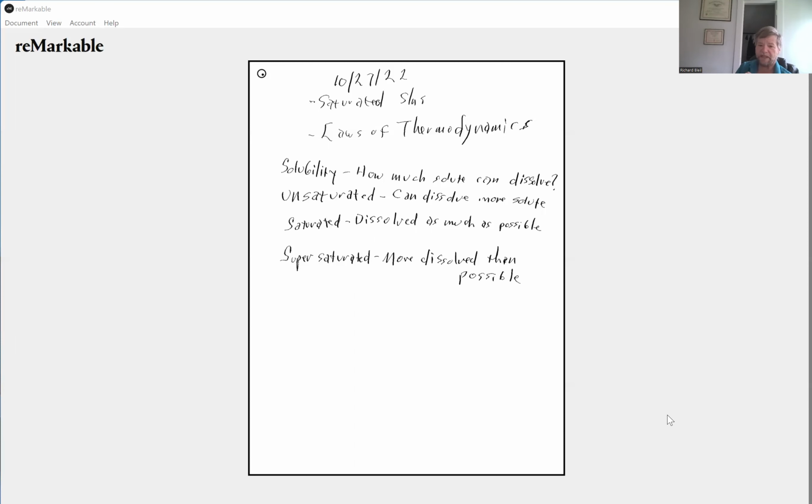A supersaturated solution is unstable and should not exist. So when you say supersaturated, you're probably not using the term correctly. Saturated, if you have excess solid, that's just saturated. That's all it is. It's not supersaturated. Okay, and that wraps up solutions, which is an interesting segue into thermodynamics.